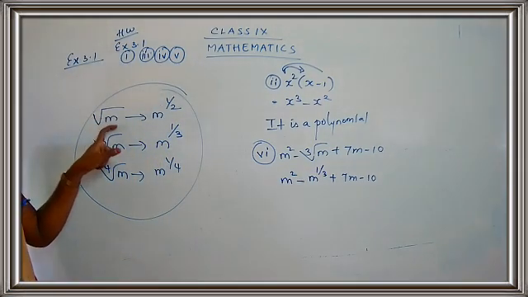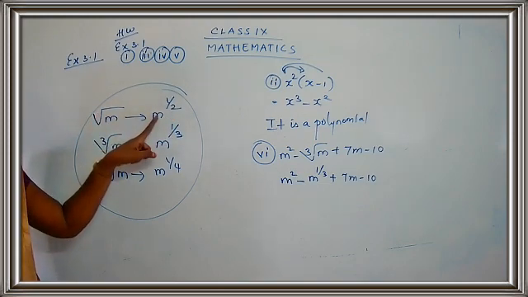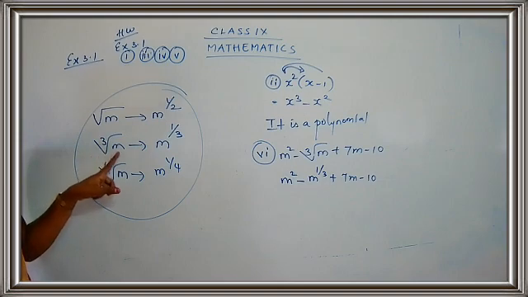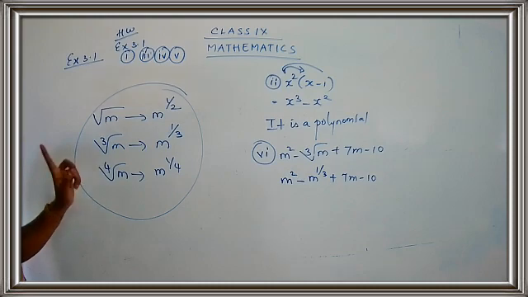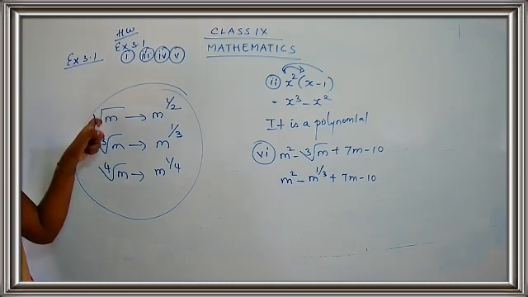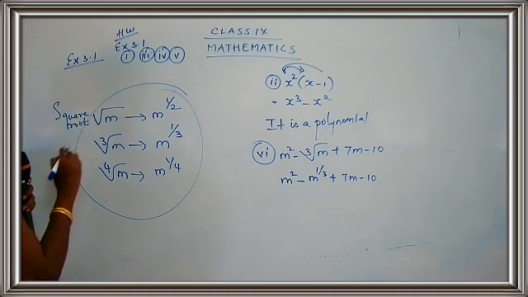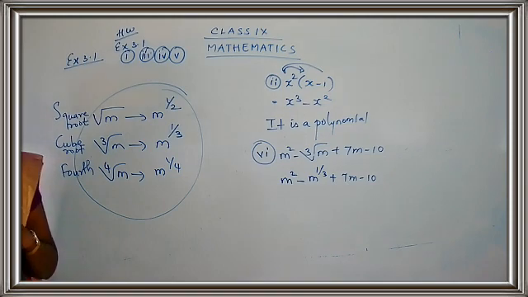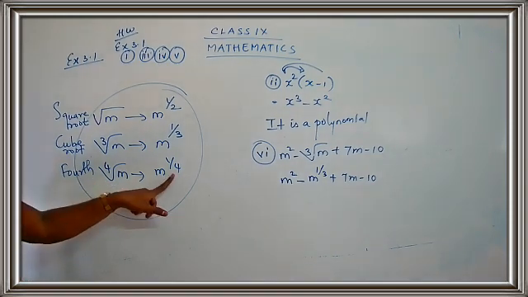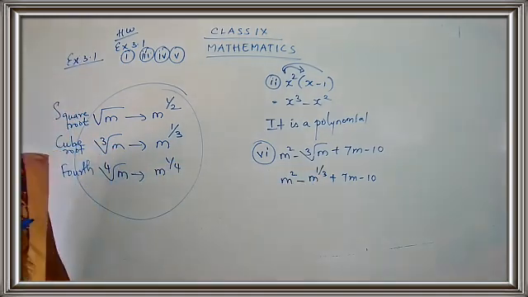So if you have square root of m, it will be written as m raised to half. What is present here? 2 is present. So you have to write m raised to half. If you have cube root of m, you have to write m raised to 1 by 3. And the fourth root of m: square root of m, cube root of m and fourth root of m. Okay, children? So be careful when expressing the root in the form of a fraction. So cube root of m will be written as m raised to 1 by 3, plus 7m minus 10.